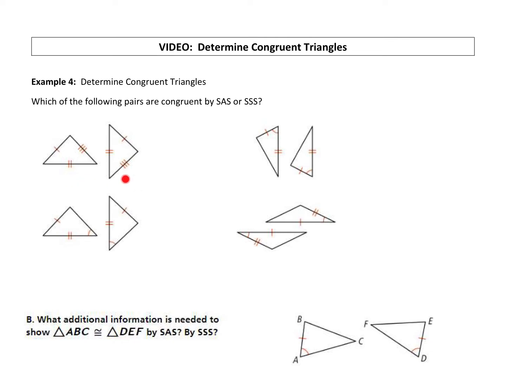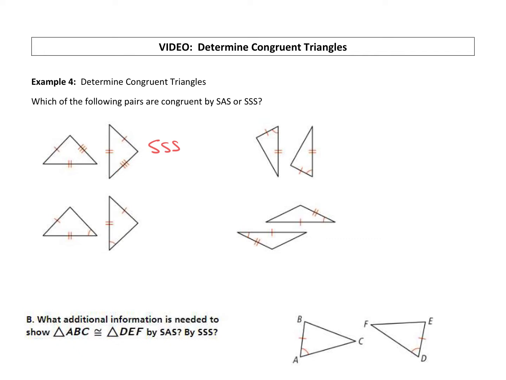congruence theorems. So this first pair up here, we have 1, 2, 3 congruency marks matching up to 1, 2, 3. So that is your side, side, side, because we have 3 sides congruent to 3 sides.